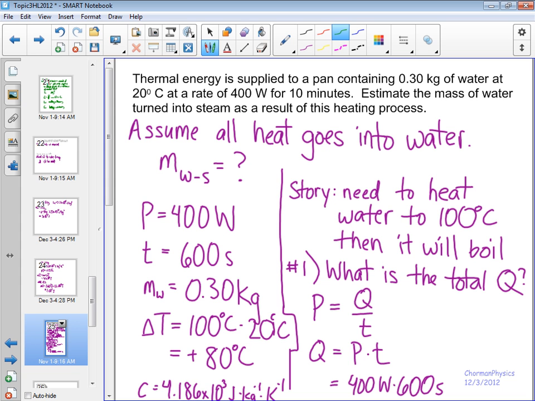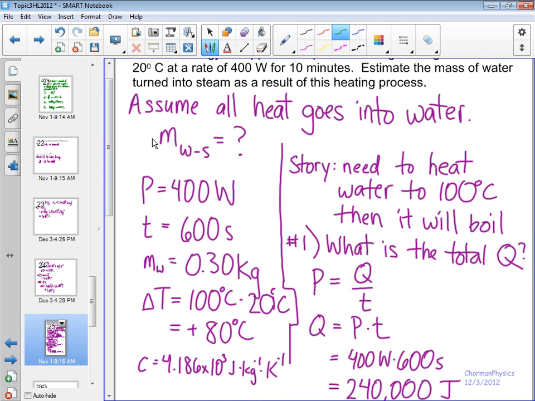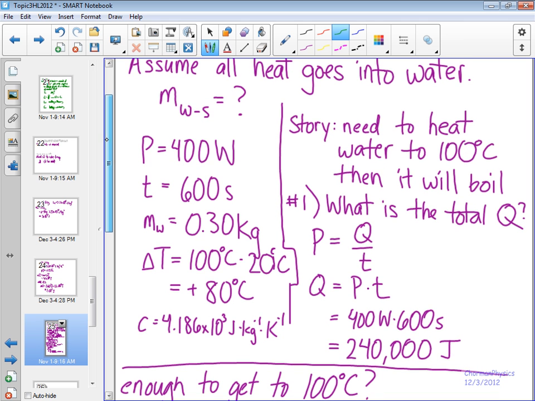Let's take a look at another example. We have a pan with 0.30 kilograms of water. It is at 20 degrees Celsius, all right? And we're heating it at a rate of 400 watts for 10 minutes, okay? So what we want to know is how much mass, or how much water, is going to be turned into steam as a result of this heating process. So what we assume is that all the heat goes into the water right off the bat. An unrealistic assumption, of course, but for this first introductory calculation, it's the best way to go. So what we're looking for is the mass of water into steam here. These are all the givens that we have. We also need the latent heat of vaporization for water, which I have listed later.